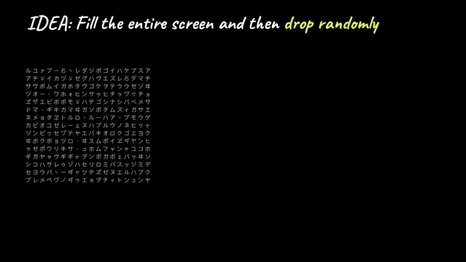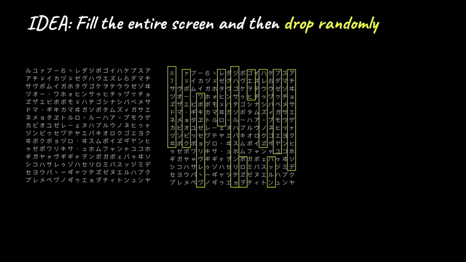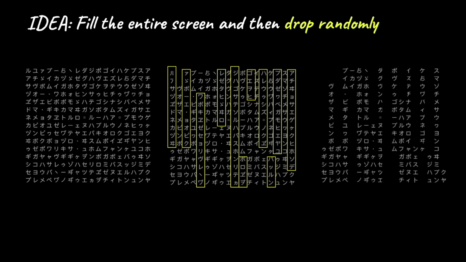Before jumping straight into coding, let's go to the board and have a look at how the algorithm is gonna work. So let's start with a very basic question. How can we make it rain? Well, a simple idea might be to fill the screen with Japanese characters and then drop some of them. So for example, we start with a full screen and then we draw yellow boxes. And then we're gonna drop all the characters found there.